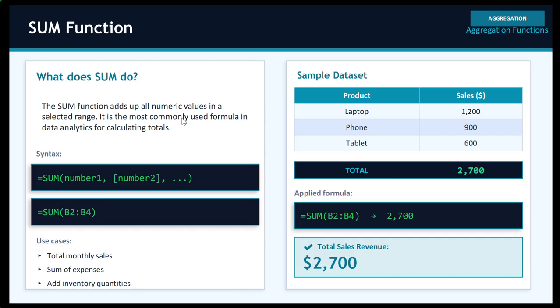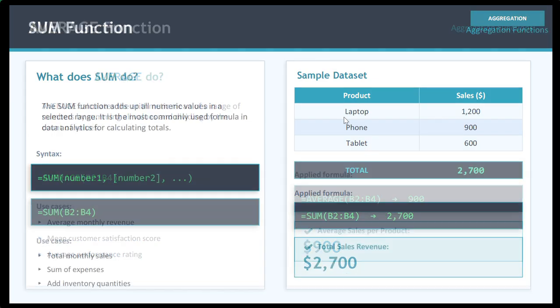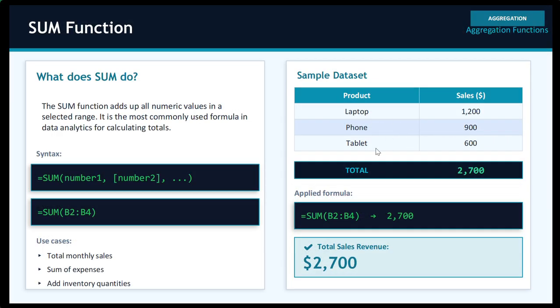The sum function adds numeric values in a selected range, and it's used when we're calculating totals. So you can see, for example, this is laptop 1,2, phone 900, tablet 600. You can see the total. You can see total is 27, right?